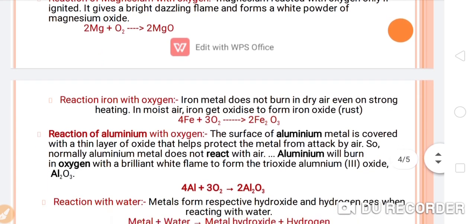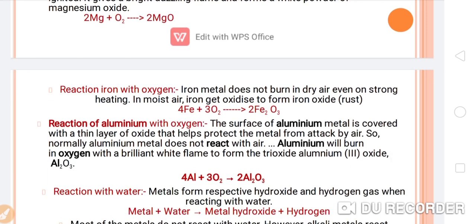Now reaction of iron with oxygen, how will they react? So let's see students, iron metal does not burn in dry air even on strong heating. In moist air, iron gets oxidized to form iron oxide, known as ferric oxide, or this is also known as rust. So this is the special point about iron.